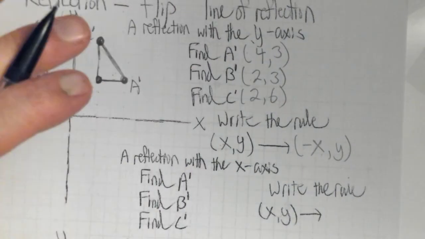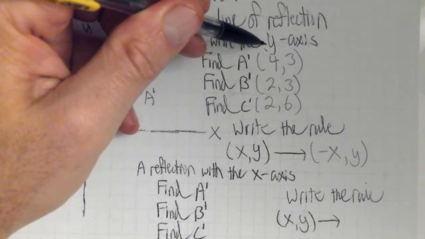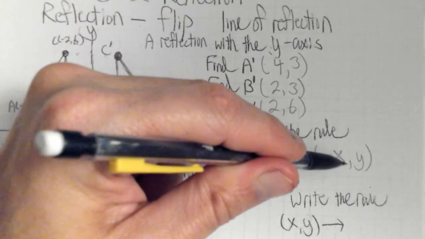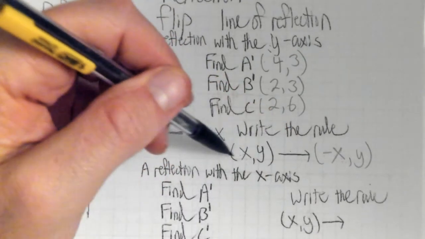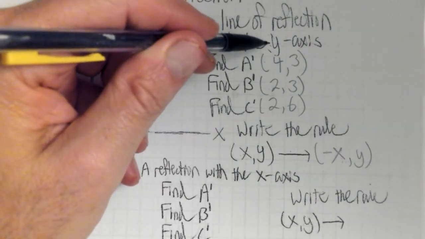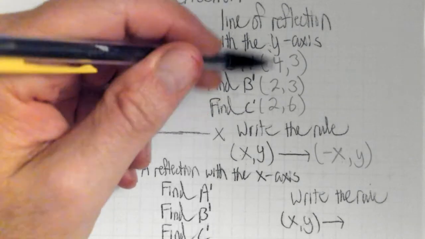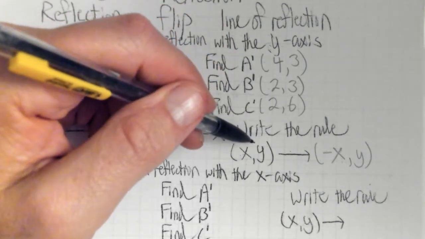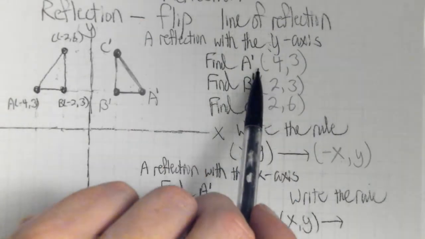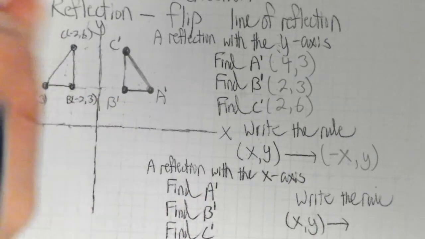Okay, so when you are reflecting through the y-axis, the rule is x comma y maps to -x comma y. So just change the sign of the first number and you've got it for reflection in the y-axis. Now, every line of reflection has a different rule. Remember, this rule is only for the y-axis. So if it says find the coordinates of these points with a reflection through the y-axis, you're on it. Just flip it over and you got it.